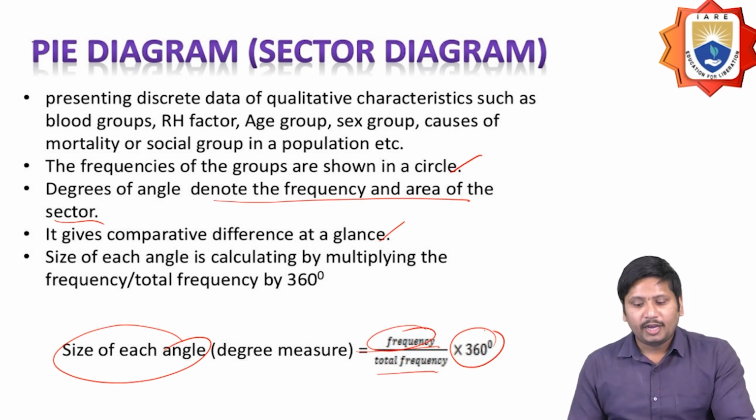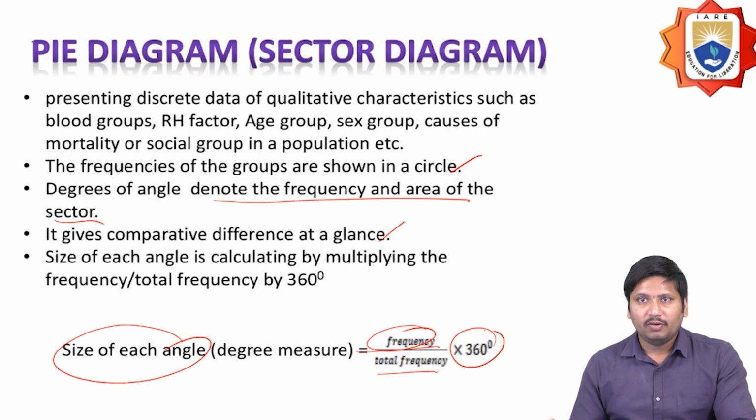So the pie diagram shows the discrete data of qualitative characteristics, and the frequencies of these groups are shown in the form of a circle, where the degree is obtained from the frequency and area of the sector. It also gives the comparative difference at a glance. That is the advantage of the pie diagram.